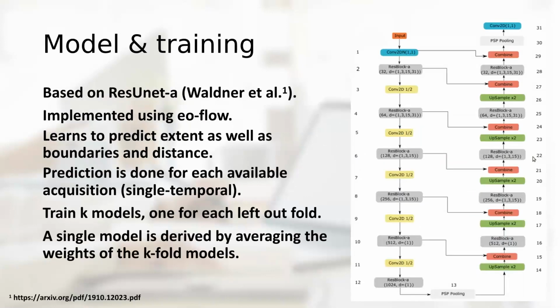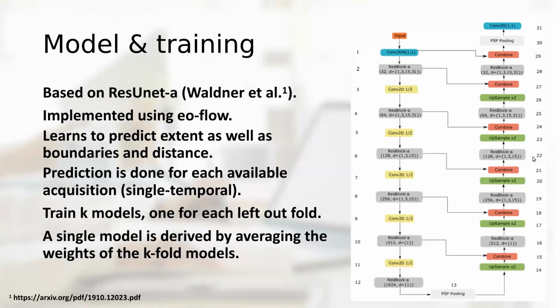So the model itself is a ResUnet model based on a paper made by Waldner et al. Here is also a link shared. It builds on top of a UNet architecture, which it expands with various different elements. One of these is the conditioned multitask output, which is the distance, extent, and boundary outputs.